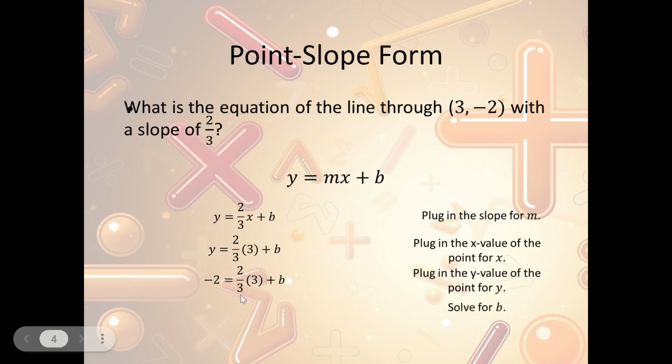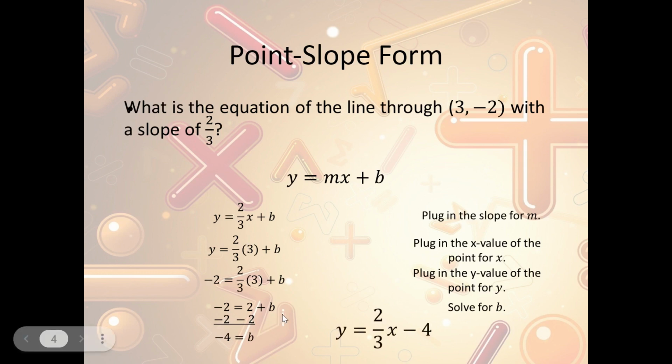Well, we get 2/3 times 3, which when we multiply this out, we get 6/3, which is the same thing as 2. So we got -2 is equal to 2 plus b. Now we just solve by subtracting 2 from both sides. And we're left with b is equal to -2 minus 2 is -4. So b is -4. So that is the y-intercept.